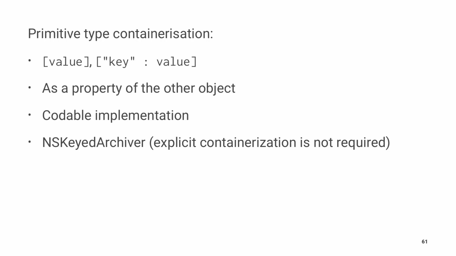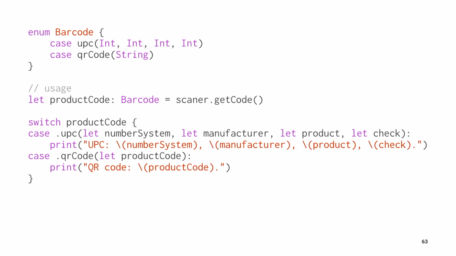Moving forward, in our app at some point, we introduced the work with barcodes, and we have two types of barcodes, one-dimensional UPC code and two-dimensional QR code. The first encodes several numbers, the second encodes a string. So we decided to use an enumeration with associated types to model this object.